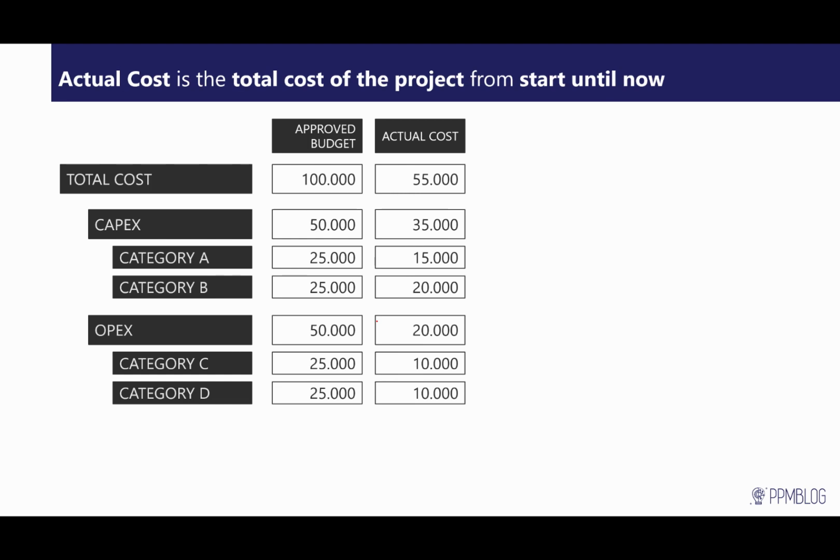At some point in time, the project is under execution and you will find yourself tracking actual cost. Actual cost is again trying to capture what we have spent on the same categories as we just had the budget defined at. And obviously rolled up, so we can compare the budget and the cost constantly and over time.